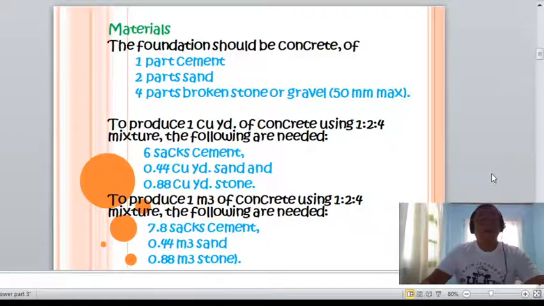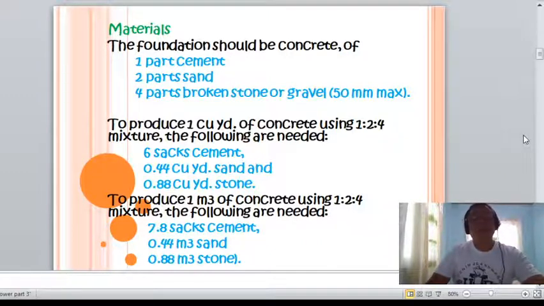Another, class, is very important: how are you going to estimate the materials needed in order to produce a foundation? The foundation should be concrete of 1 part cement, 2 parts sand, and 4 parts broken stone or gravel, preferably 50 millimeter maximum. That is the class D proportion, 1:2:4.